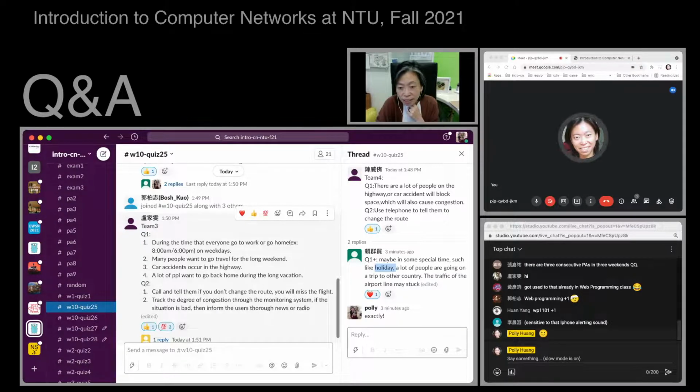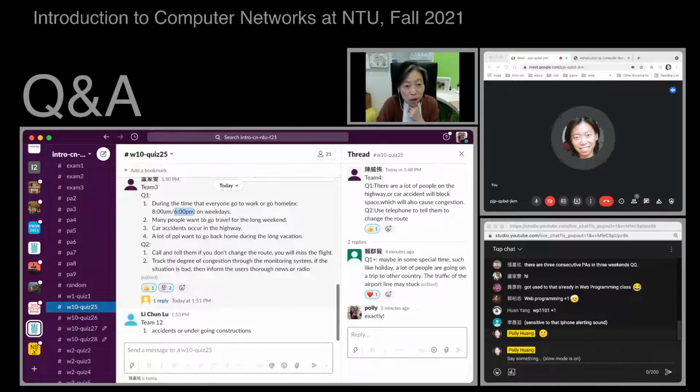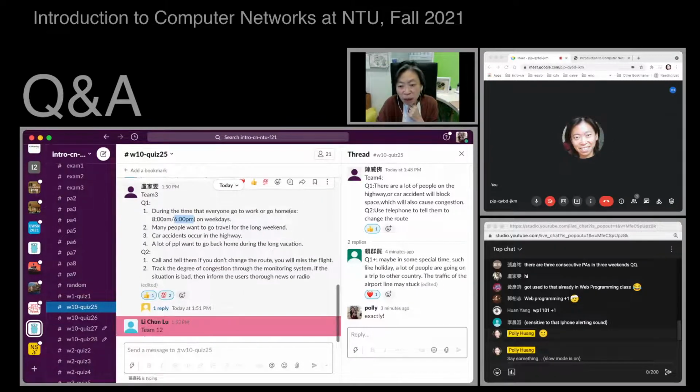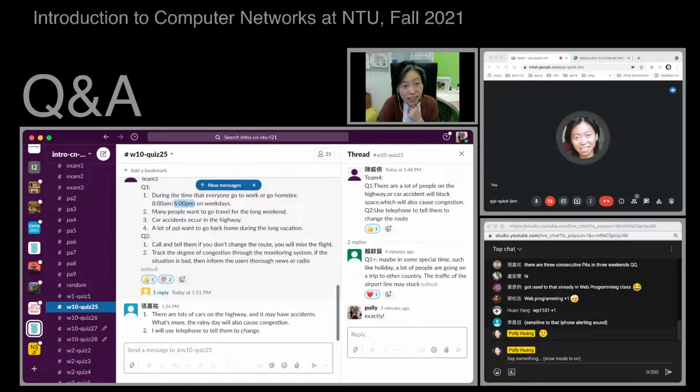So team 3, Jiawen's solution is very complete. Wow, there are 4 reasons why there is congestion on the highway. Oh, okay, this one is interesting. Look at this. During the weekdays, about 8 a.m. to 9 a.m. in the morning, as well as 5 to 6 p.m. during the night. These are what? The rush hours. Yeah. So everyone wants to go home or go to work. So we go on the highway at the same time.